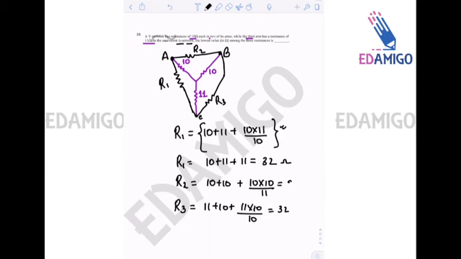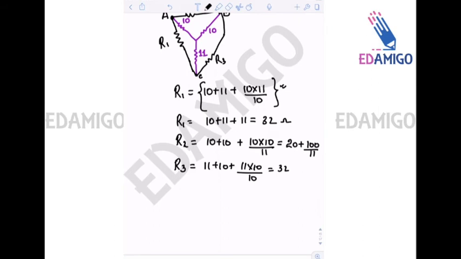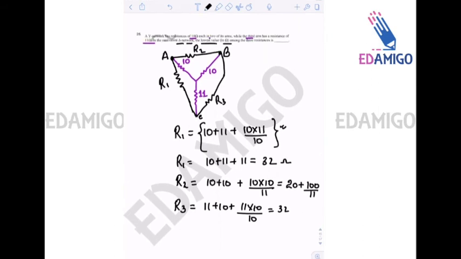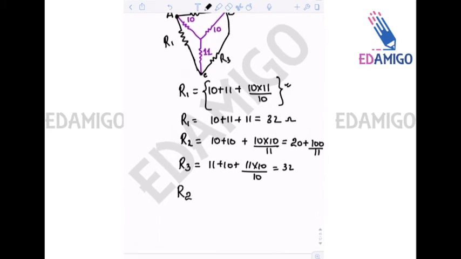and R2 will be equal to 20 plus 100 divided by 11, and we can solve this to get the answer. We have to give the lowest value of the resistance in ohms. So lowest will be R2, that will be equal to 20 plus 100 divided by 11, and this will be approximately 20 plus 9.09, that is 29.09 ohms is the lowest value of the resistances.